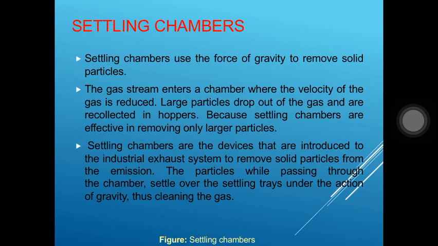The gas stream enters a chamber where the velocity of the gas is reduced. Large particles drop out of the gas and are collected in hoppers, because settling chambers are effective in removing only large particles. Settling chambers are the devices that are introduced to the industrial exhaust system to remove solid particles from the emission. The particles, while passing through the chamber, settle over the settling trays under the action of gravity, thus cleaning the gas.